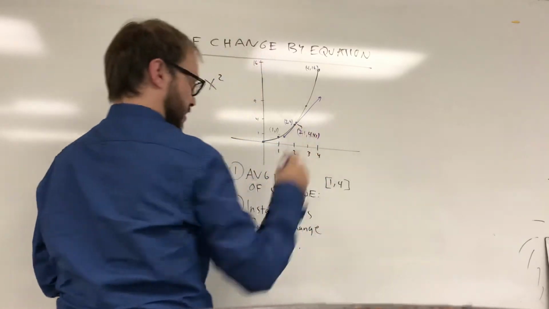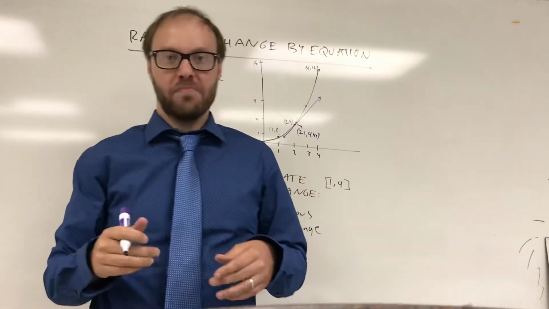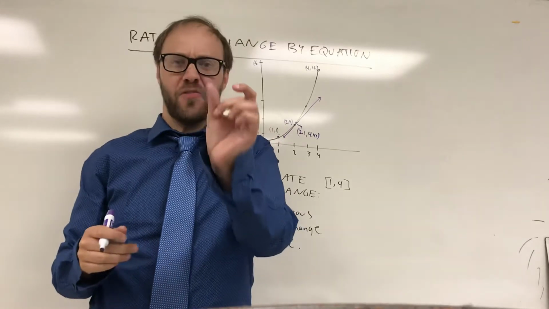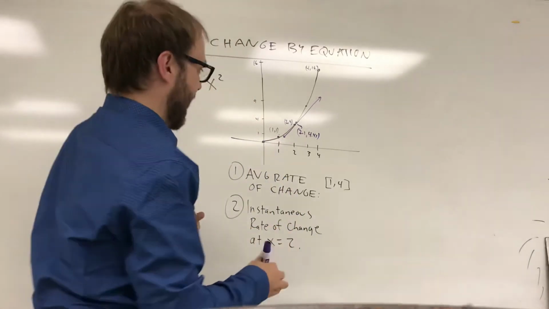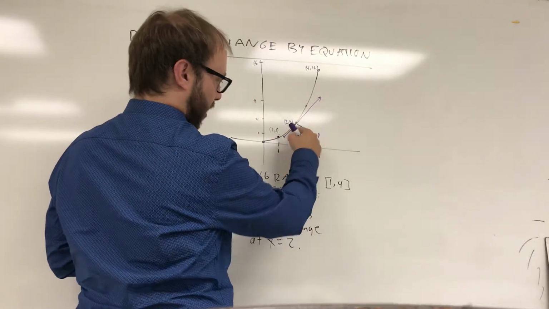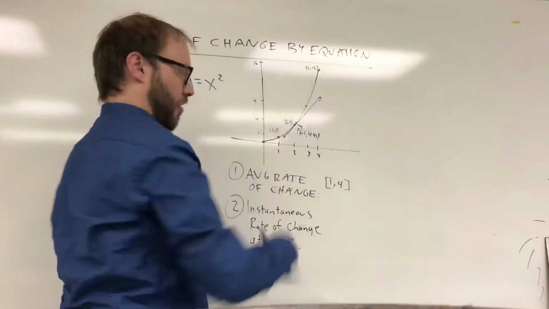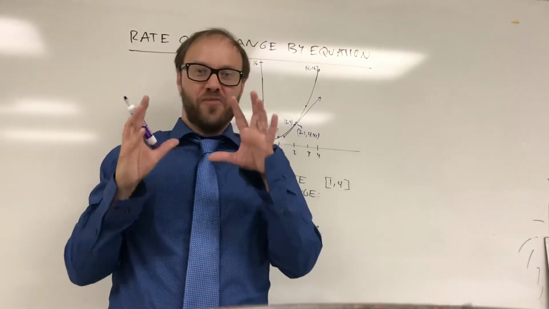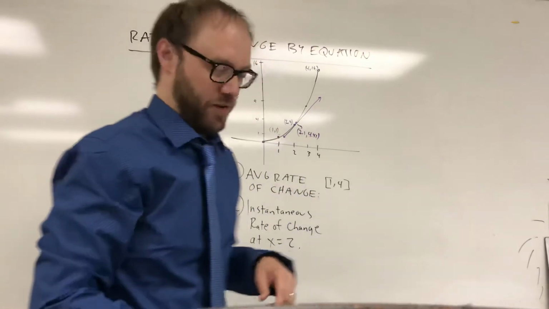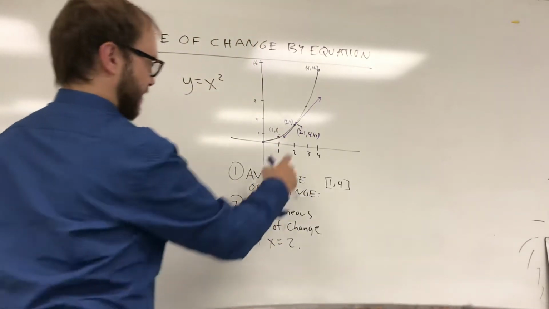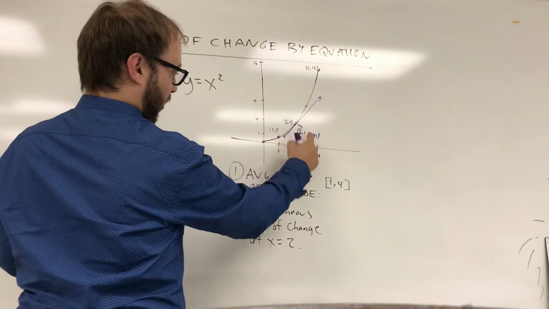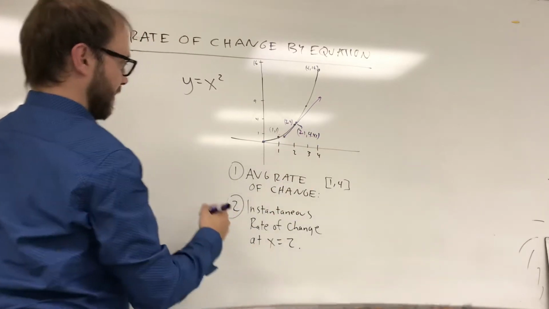Now, I don't have to pick 2.1. I could pick like 2.2 or something, but you want points that are really, really close together, okay? And again, this point's not going to be on the tangent line. It's going to be on the curve, but it's still going to have a slope that's really close to what the slope of the tangent line would be. So anyway, we're finding the slope here between (2, 4) and (2.1, 4.41), okay?